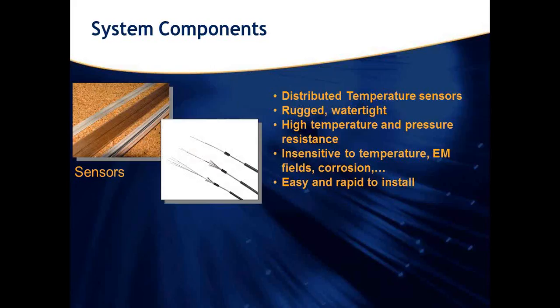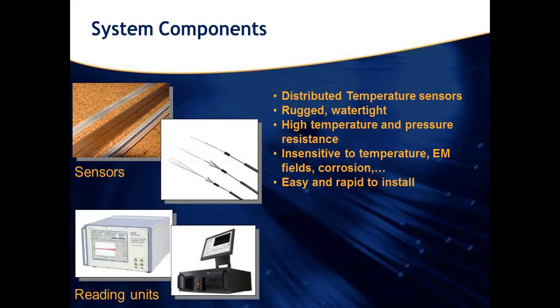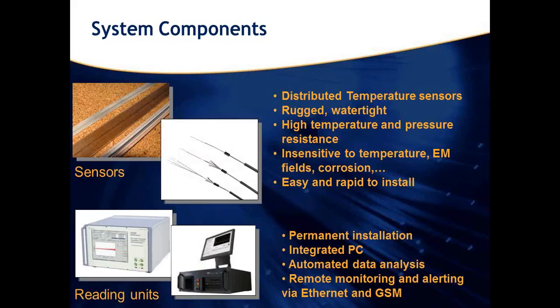The components that are used to implement such a system are the cable itself, which is a simple passive optical fiber cable installed along the pipeline. It is designed for being used in outside environment and buried. It's insensitive to electromagnetic fields, corrosion, etc., and is fast and quick to install. And the readout units that cover different distances allow an automated and remote operation and can send alerts via Ethernet, SCADA, and so on.